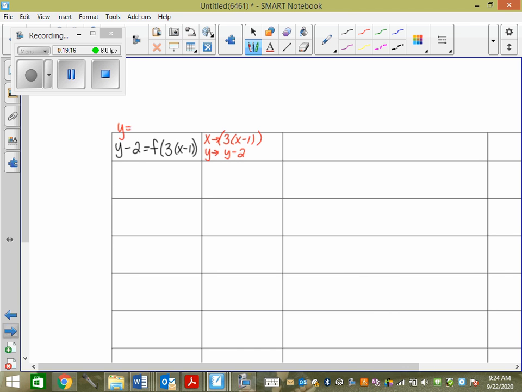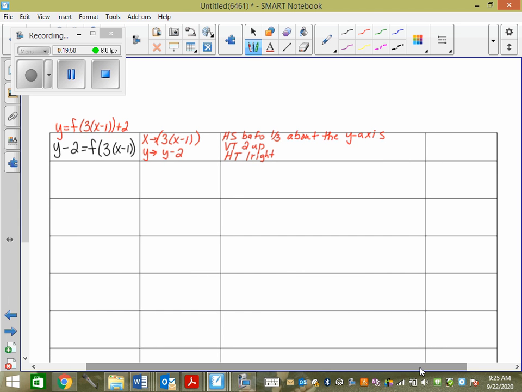My equation, I'm going to go y equals f of 3x minus 1, plus 2. So my wording, I get a horizontal stretch by a factor of 1/3, because those flips about the y-axis. A vertical translation 2 up, and a horizontal translation 1 right. And then my mapping follows it. So (x, y) becomes (1/3 x, and 1 right, so plus 1), comma, y plus 2.